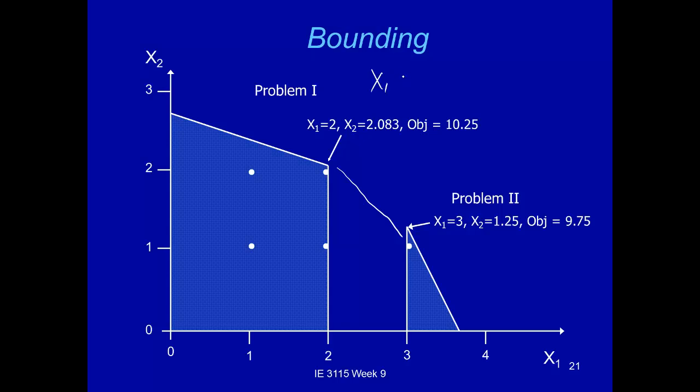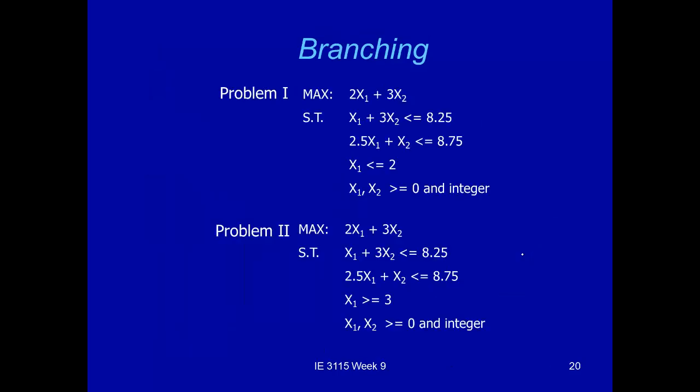We already have x1 is greater than or equal to 0. Less than or equal to 2, right? Okay. What about this one? X1 is greater than or equal to 3. Okay. That's how we branch the original ILP problem this way. So we add x1 less than or equal to 2 and x1 greater than or equal to 3 to the original problem and branch it to 2 different problems.